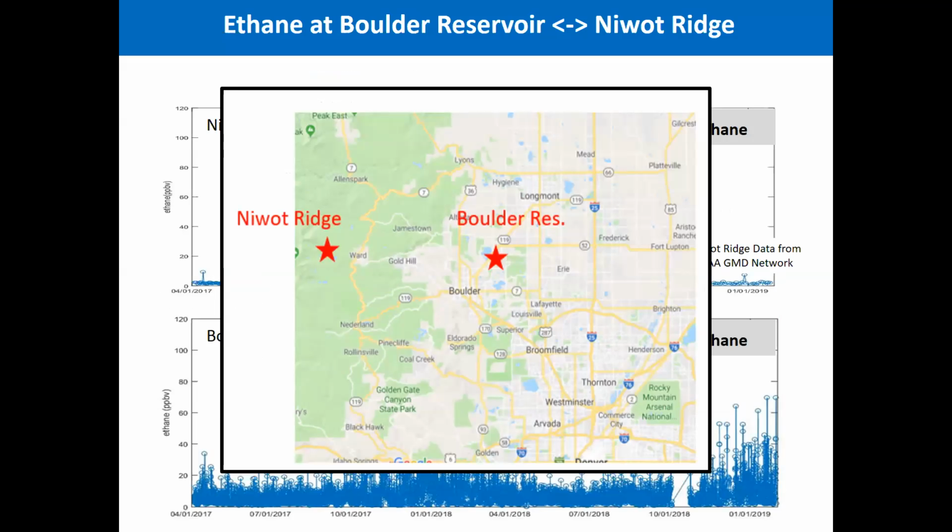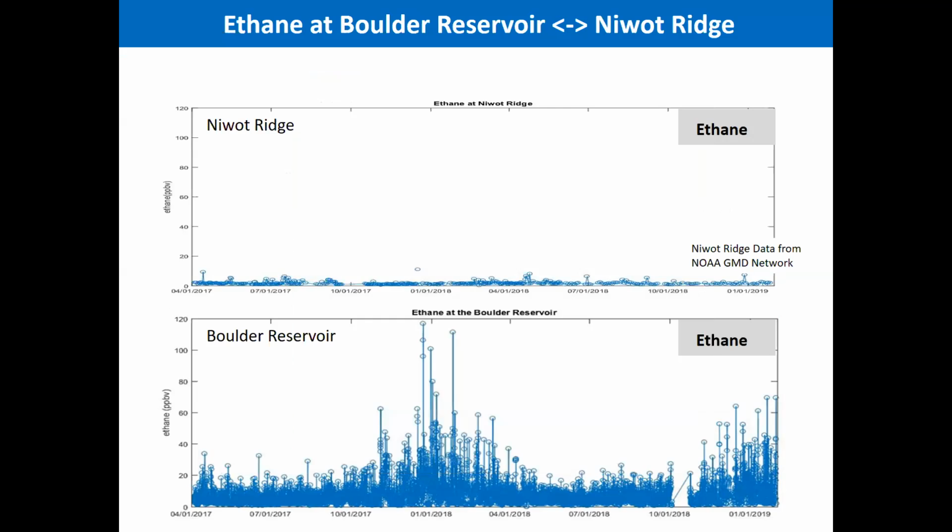So to show you some examples, first of all, this is a comparison of the air that moves into the region. Here we use data from Niwot Ridge, which is up in the mountains near the Peak to Peak Highway, and then the Boulder Reservoir. Some of you may have seen this already, but I really like this slide because it shows so nicely the very stark difference in concentrations we see once you're down here in the Front Range, in this basin, where these emissions accumulate.